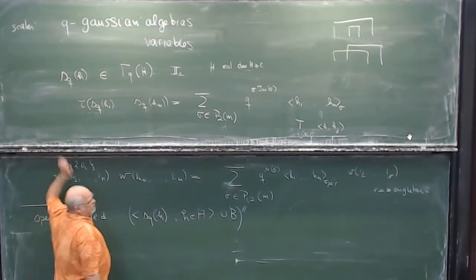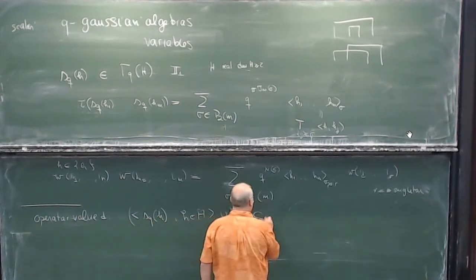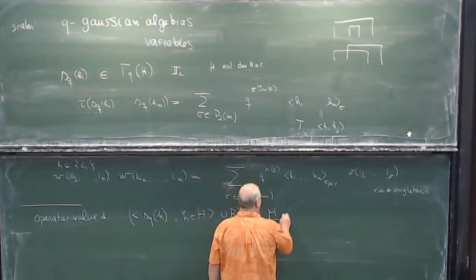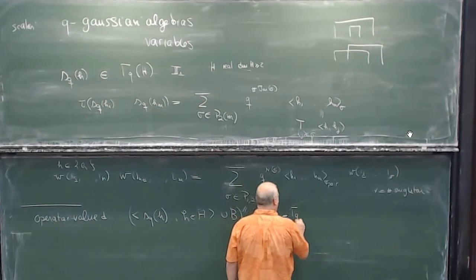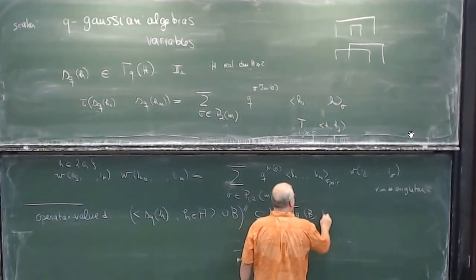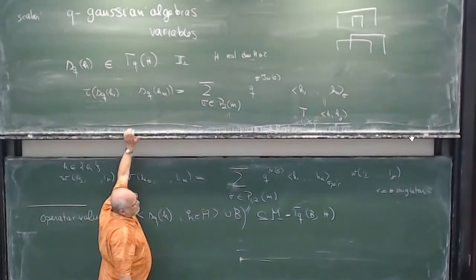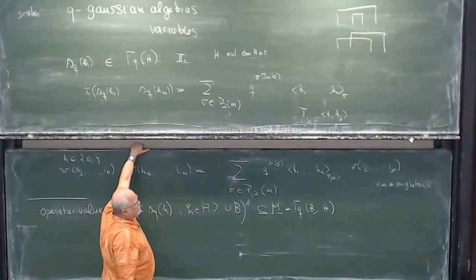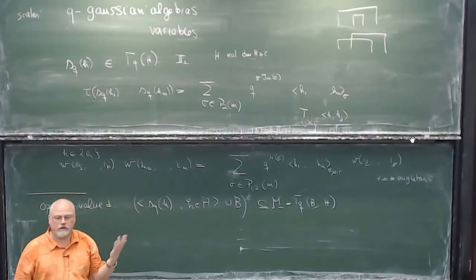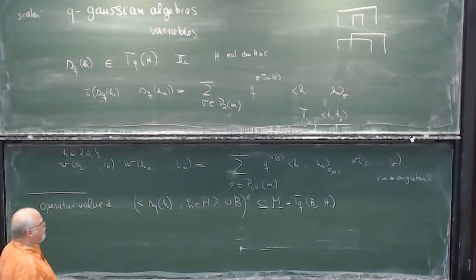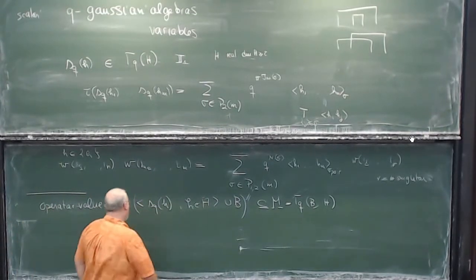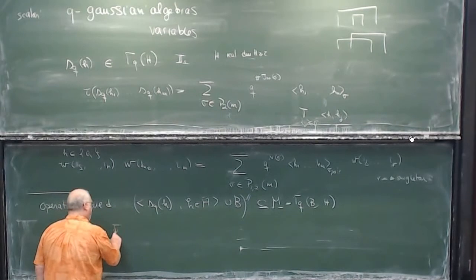And then, if this is in a von Neumann algebra M, which later we will probably call Gamma_q of B and say H, then you start to see that you have to make certain decisions, right? So if you have an s_q of h and a B, you can define maps.